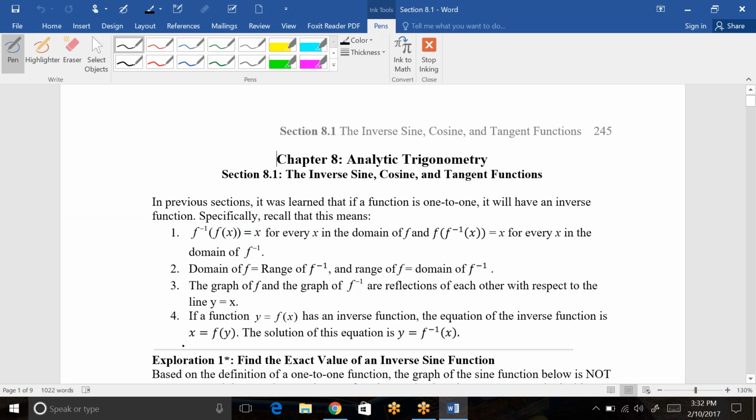So here are 4 facts about inverses. If your function is one-to-one, which we said means it passes the vertical line test and the horizontal line test, it will have an inverse. So that means that if you compose, that's what this symbol means in case you did not take college algebra, if I plug the f function into the inverse, I get x.